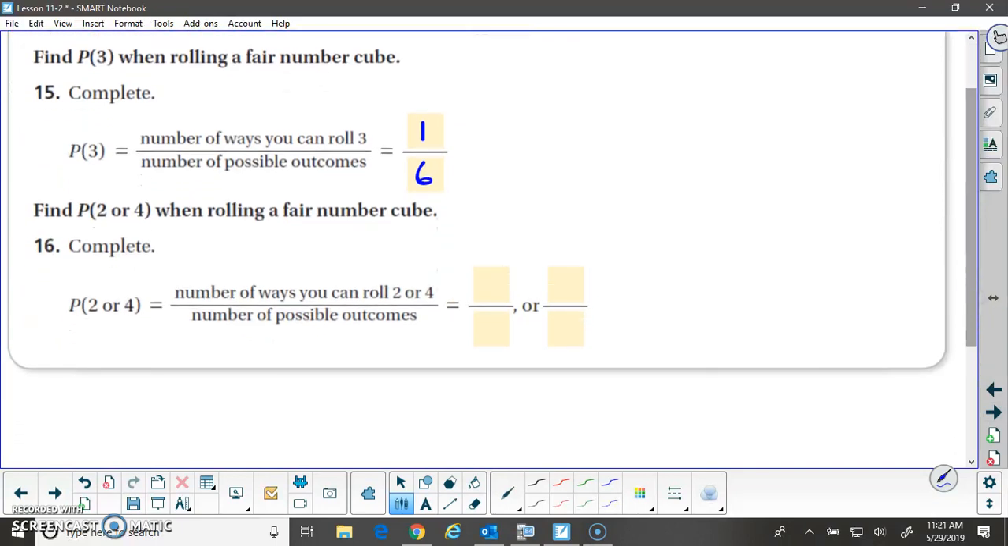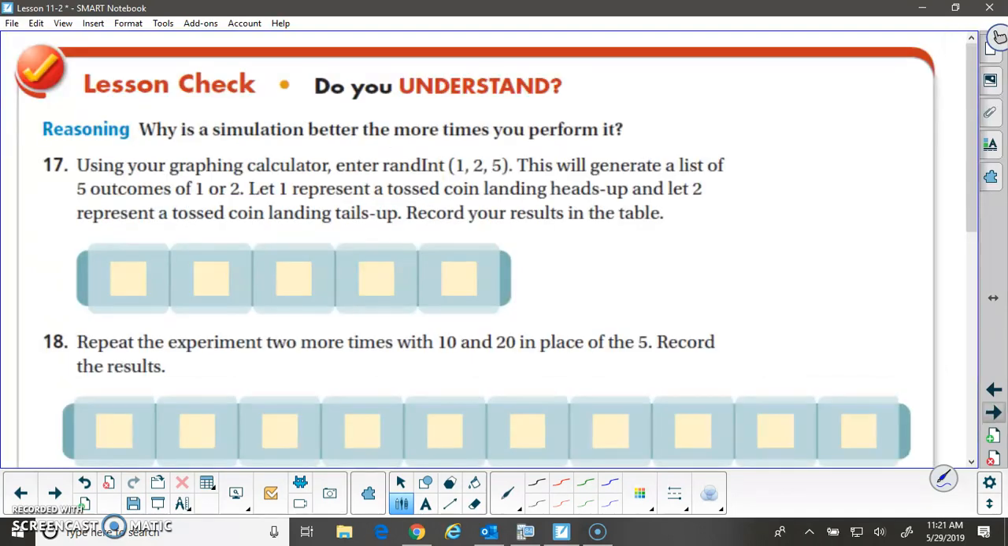Second question, find the probability of getting a 2 or a 4 when rolling a fair number cube. So we have the number of ways of rolling a 2 or a 4. Well, there's 2 possible favorable outcomes. There's 6 total outcomes. That reduces into 1/3 or 33.3%. On to the next page.